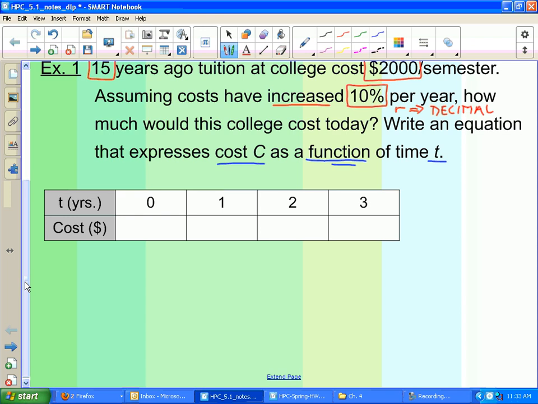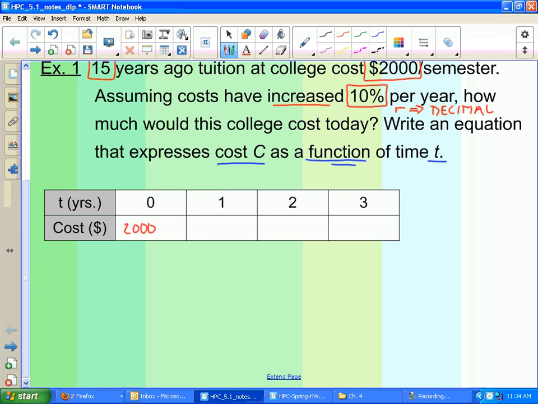Time 0. Again, we're talking 15 years ago, right? Cost would have been $2,000. All right, at the end of 1 year, our costs have increased by 10%. So what am I going to do to that $2,000 to figure out what's my new tuition? Move the decimal once. What do you mean move the decimal once? Oh, okay, so you're saying my increase is $200. Yeah, so what did I multiply 2,000 by? 10% or 0.1, right?